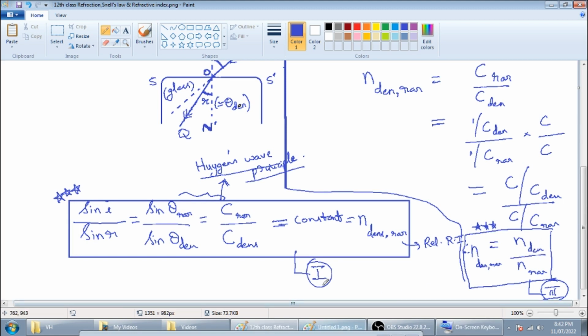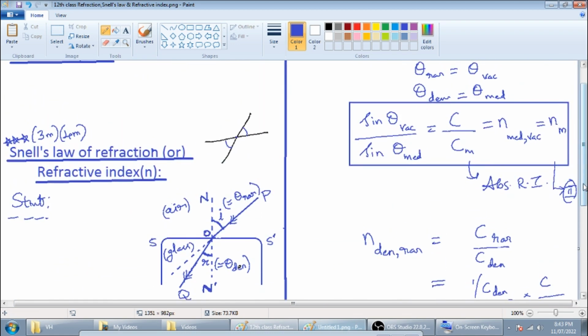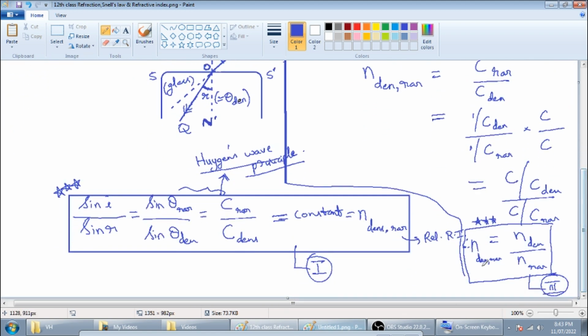All the three equations are very useful for determining the refractive indices, whether it's the relative refractive index, or, the second equation, the absolute refractive index of a given medium, and the third, the relative refractive index in terms of the absolute refractive indices of two different media, a denser medium and a rarer medium. Now, the third equation is actually a very simple equation, because there is no inversion.